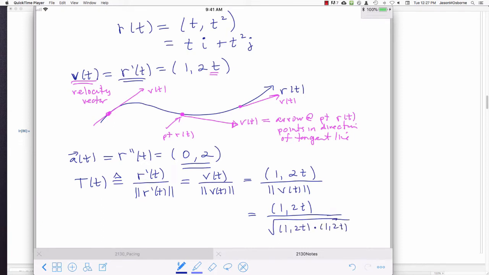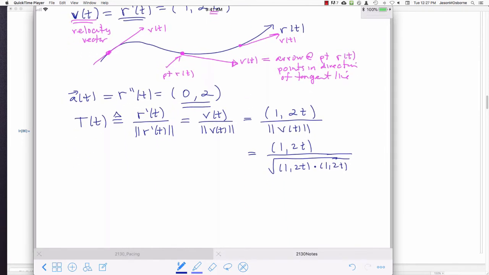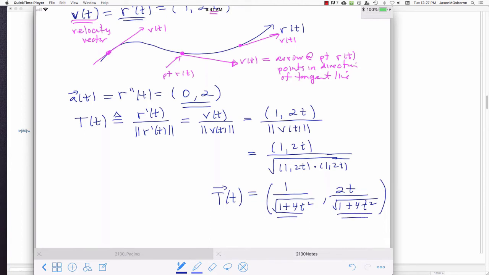So I think we can see here that the unit tangent vector is going to be 1 divided by the square root of 1 plus 4t squared, and then take the second entry and divide by the magnitude, square root of 1 plus 4t squared. This is your unit tangent vector. Now both entries have t's in them.